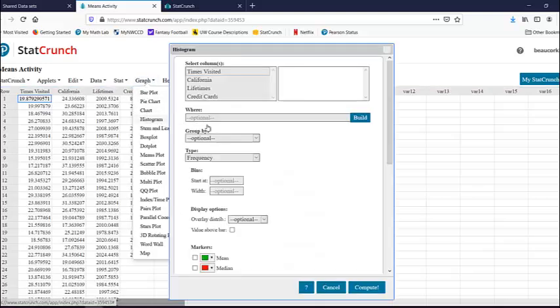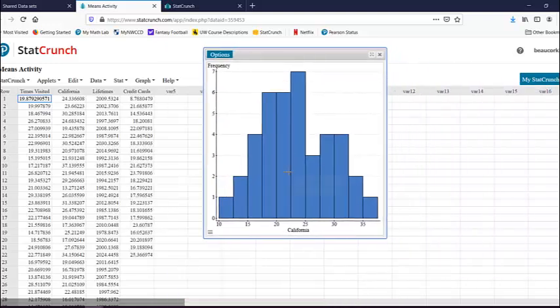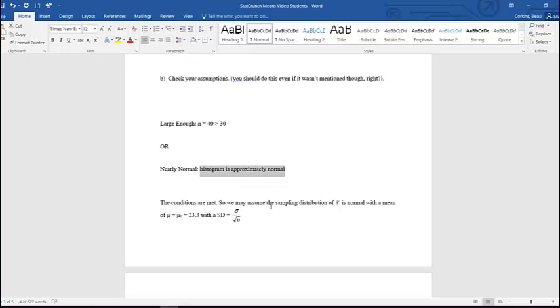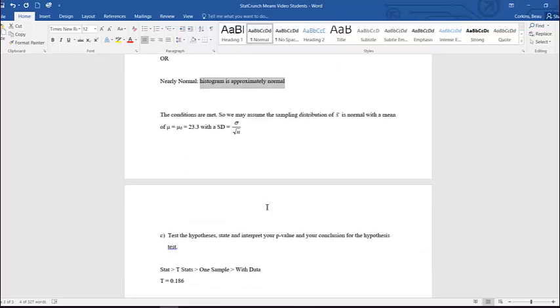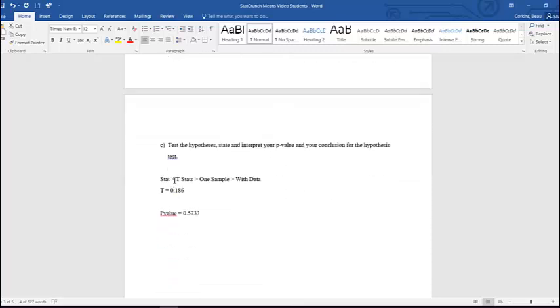I'm going to make a histogram. That looks pretty unimodal and symmetric. Not perfect, but again, pretty unimodal and symmetric. It is approximately normal, hence the conditions are met, and we may assume the sampling distribution of X bar is normal, with a mean of mu 0 and a standard deviation, which will need to be calculated. But again, StatCrunch is going to do all that for us. So, Stat, T statistics, one sample with data.